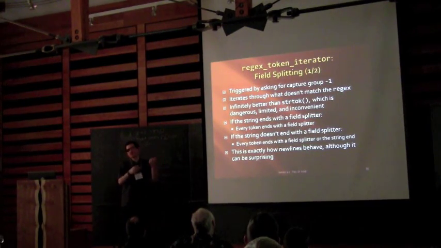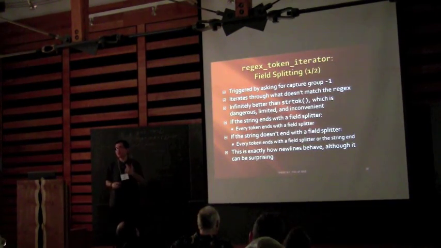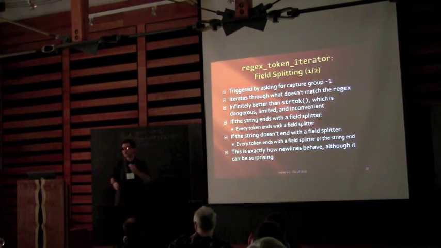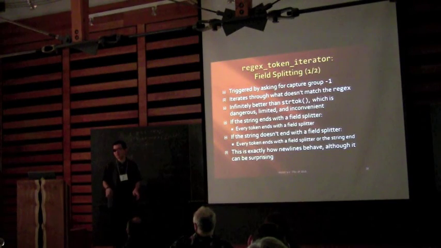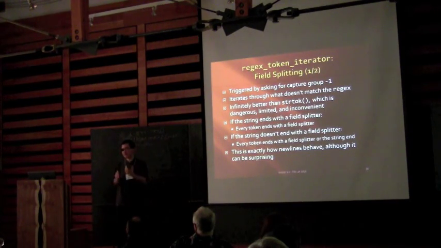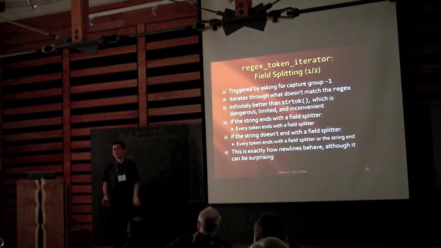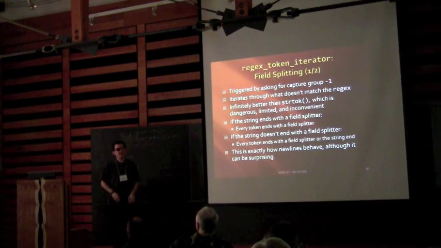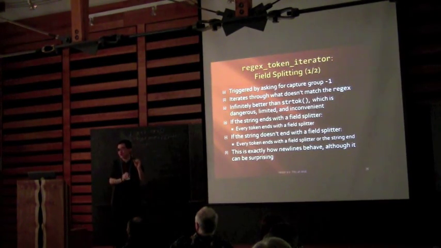So if your string ends with a field splitter, then every token that's presented to you will end with a field splitter, including the last one. If your string just ends abruptly, without any field splitter at all, then all your tokens end with either a field splitter or the end of the string. And this is just like how new lines behave. So if you've got a file that doesn't end with a new line, well, you just think of that as the last line. But if you've got a file that does end with a new line, okay, that's still the last line. If you've got a file that begins with new lines, it has empty lines at the beginning of the string.